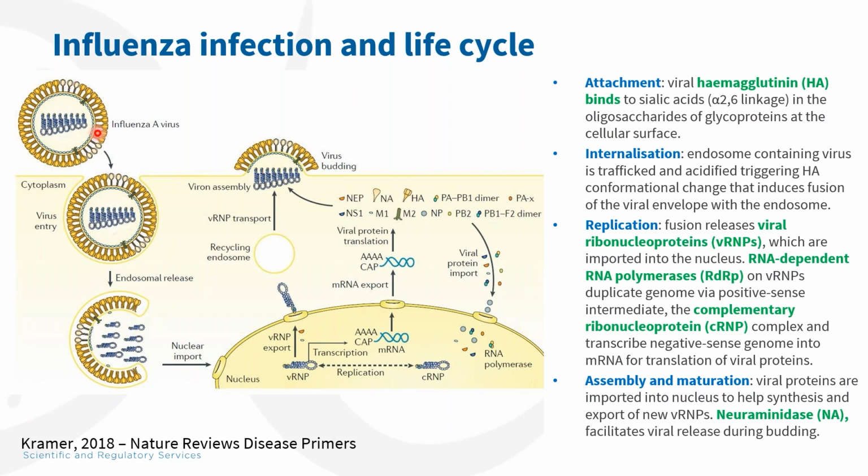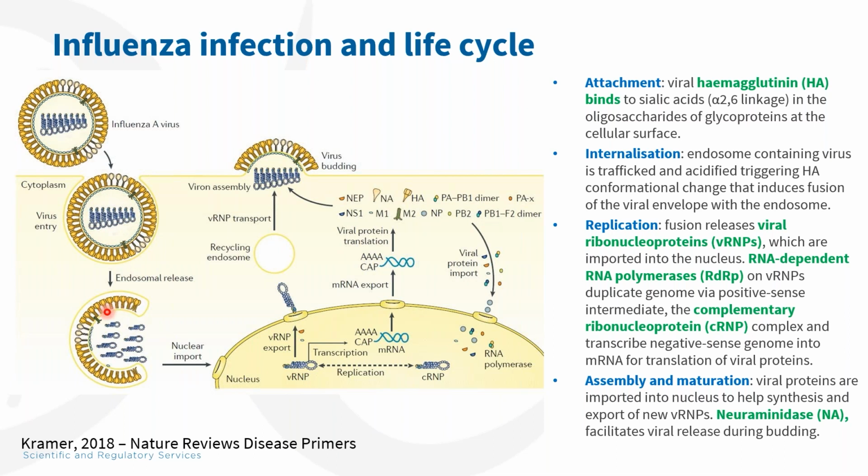This is the quick overview of the influenza life cycle using influenza A as the model, which is the main virus type. So in this case, the attachment is mediated by the hemagglutinin protein, the HA protein, which binds to sialic acids on oligosaccharides on the cell surface. So this then allows the virus to enter into the cell in an endosome.